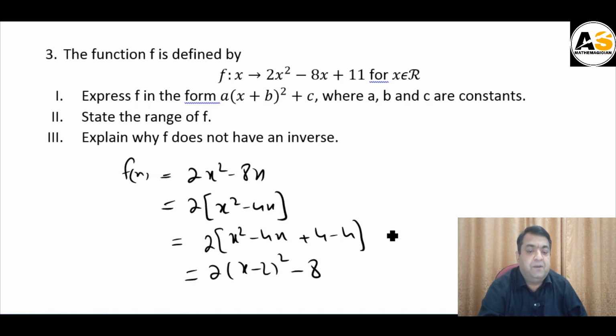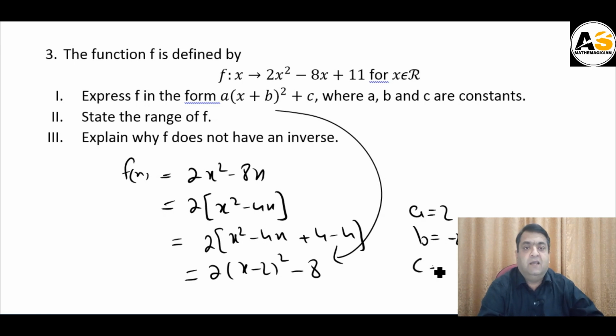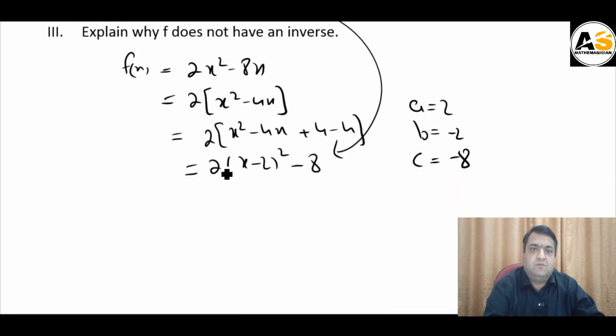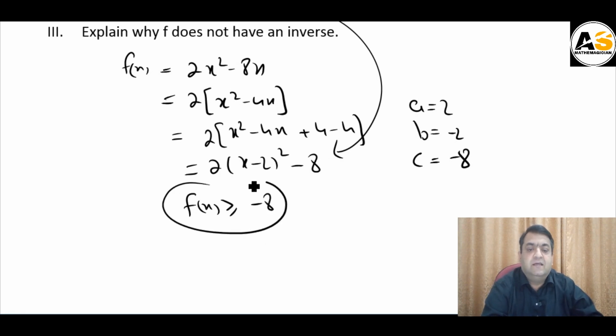So if we compare it with this, what is the value of A? A is equal to 2. What is the value of B? B is equal to minus 2. And what is the value of C? C is equal to minus 8. Is this clear? Now we are done with part 1. Range: again the coefficient of x square is positive, so its range will be f of x is greater than or equal to k, which is minus 8 over here. So we have written the range.